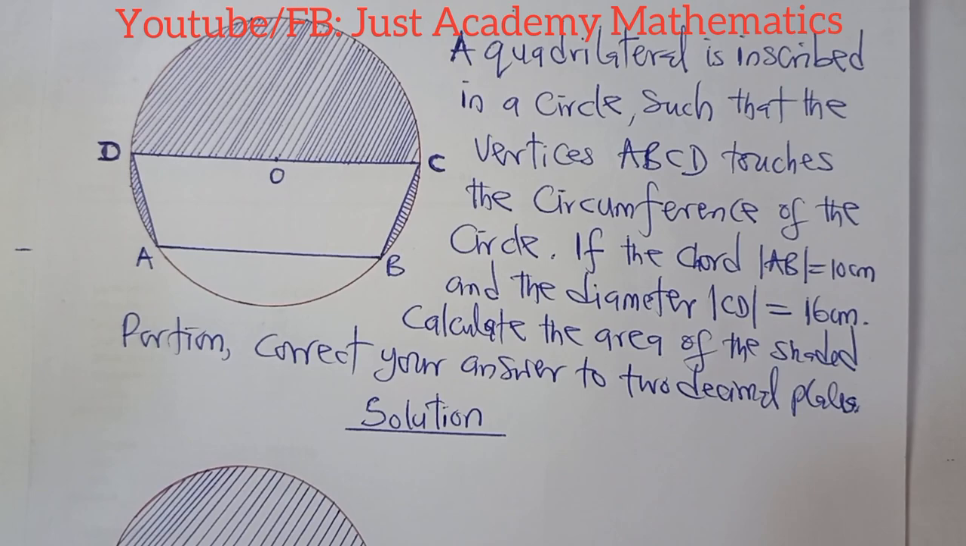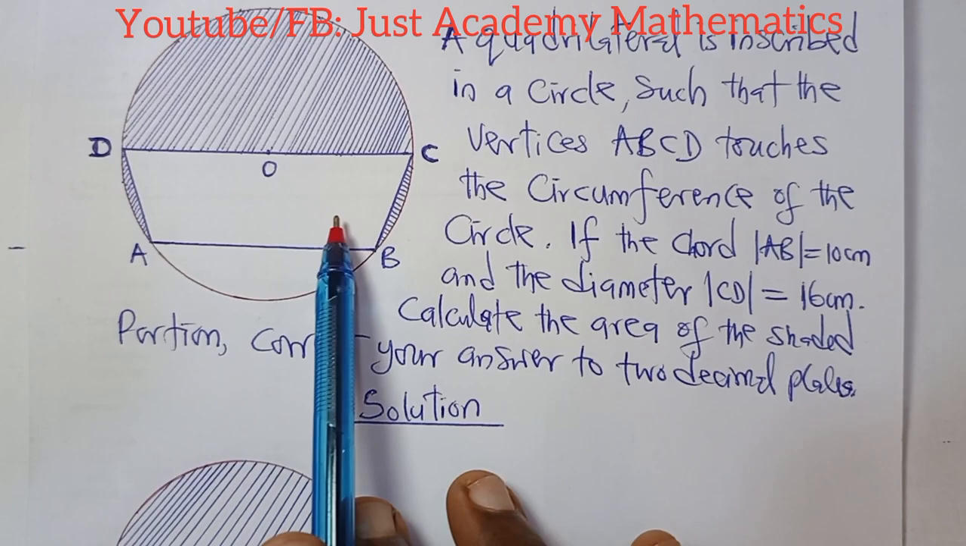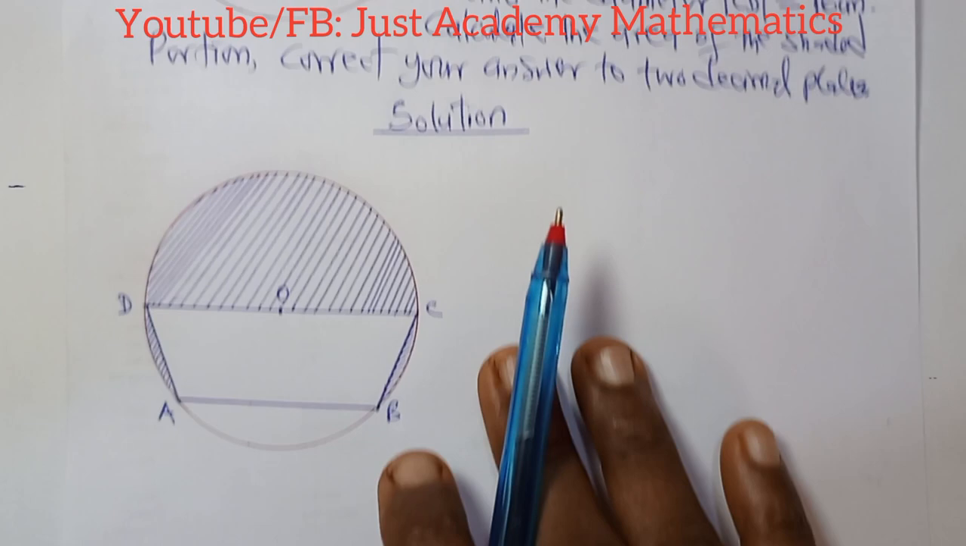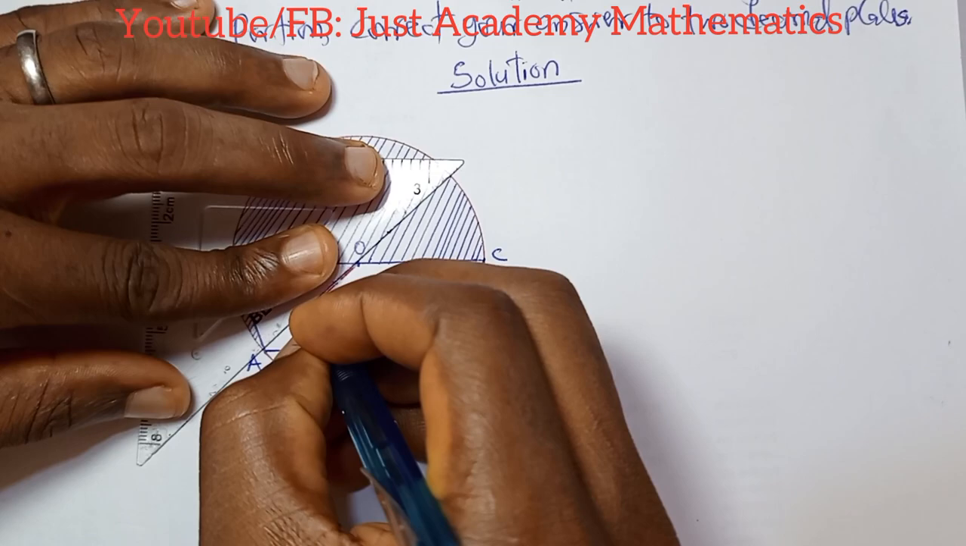The other way is that we may need to construct. We'll still need to construct even if we're using the first method, because to find the height of the trapezium, there will be need for some construction. So the other way is by construction, which is the second method I'm going to use. This is the same diagram here. So by construction, I will join here like this. This is radius. And this is also radius.